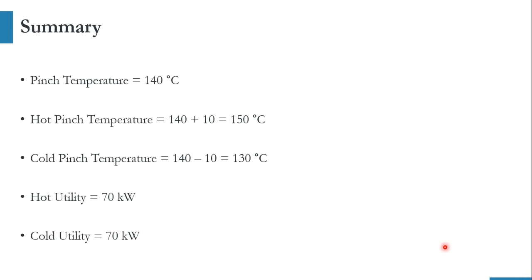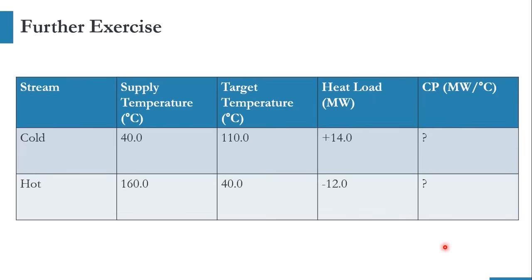So now after going through this extensive exercise, I am assigning you this problem statement: the cold stream is at 40 degrees centigrade, with 110 as the outlet temperature and a heat load of 14 megawatts. So what will be the CP? Calculate it. I have told you the procedure, how you calculate heat load by multiplying CP by the temperature difference. Now it's the opposite of it.